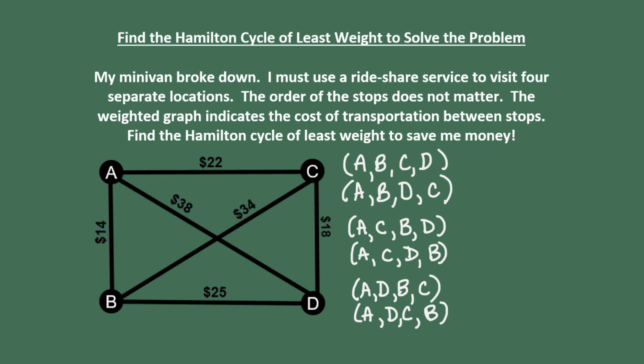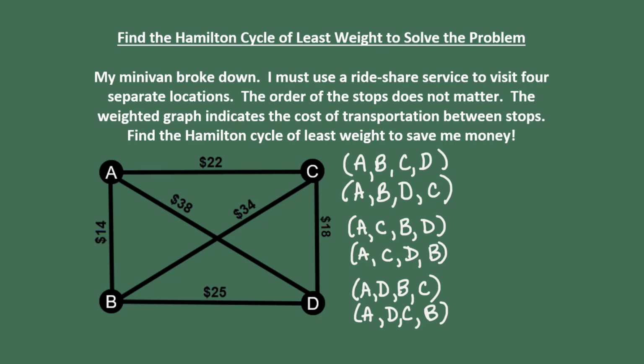My minivan broke down. I must use a rideshare service to visit 4 separate locations. The order of the stops does not matter. The weighted graph indicates the cost of transportation between stops. Find the Hamilton cycle of least weight to save me money. Alright, so this is the same graph that we just looked at, except we have a cost associated with each edge. So for example, to get from point A to point B will cost me $14, whereas to get from point A to point D will cost me $38.